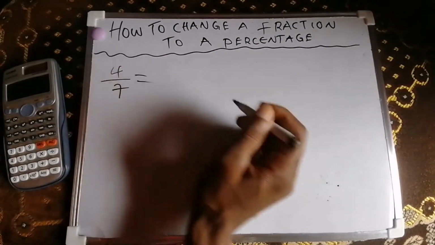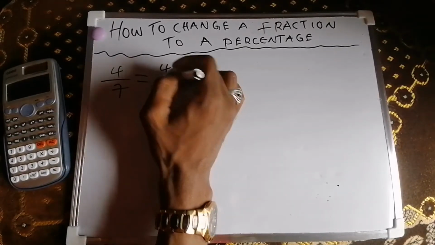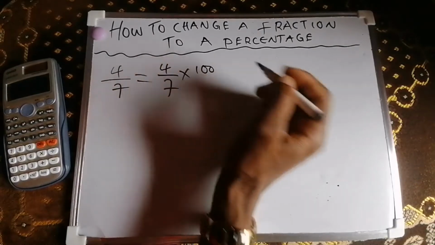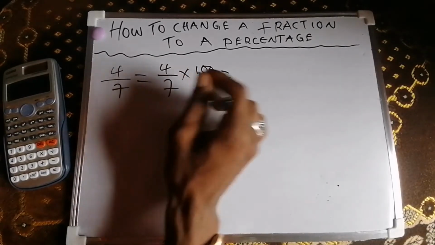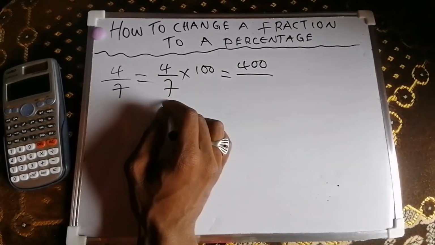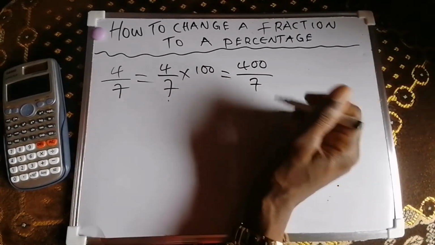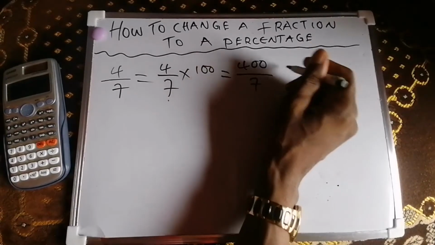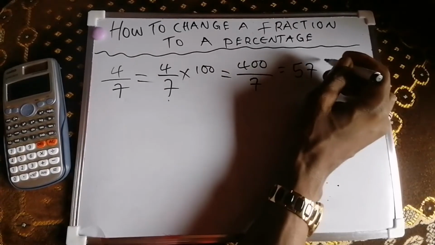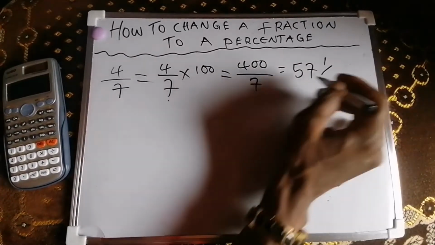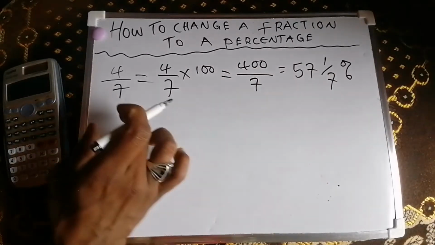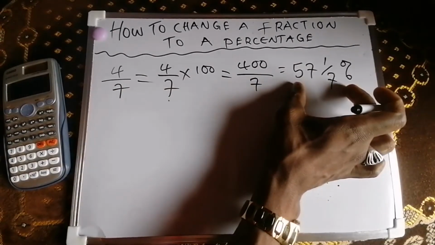It's very simple. We are going to say 4 over 7 times 100. So 4 times 100, we have 400 divided by 7. 7 into 400, 7 will enter 57, remainder 1, so 57 and 1 over 7. So we have gotten our answer. We have changed this fraction to a percentage number.